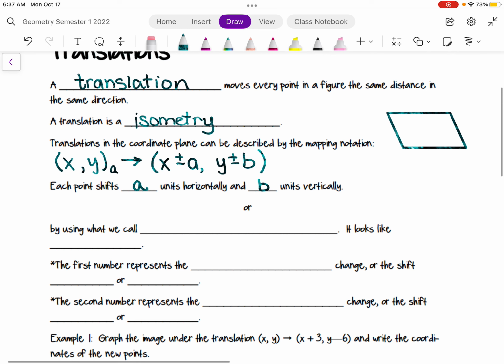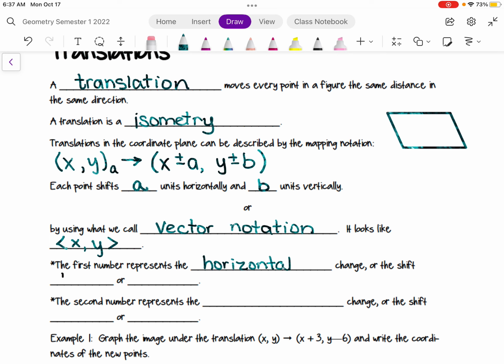Okay. We could also use what is called vector notation, which we're going to do an example of, where it just looks like X, comma, Y, but this time we put them in little arrows, making it a vector. And what this means is the first number is the horizontal shift, horizontal change, so left or right. And the second number is the vertical change, or up or down. So let's look at what that looks like in an example.